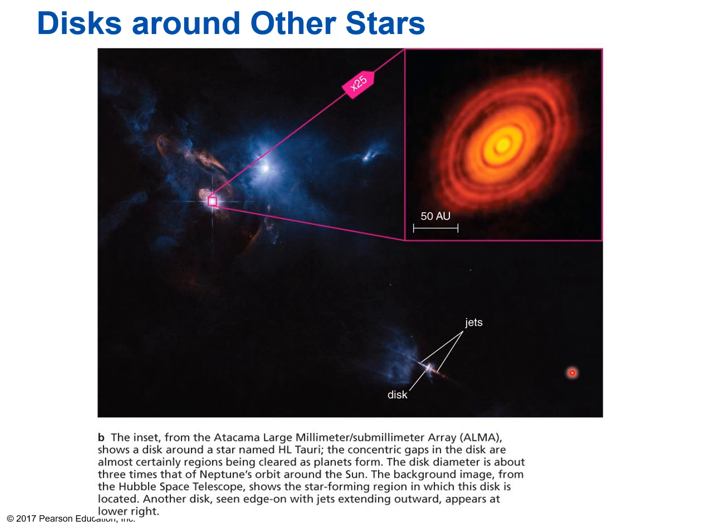The background image, it says, from Hubble shows the star-forming region, the stellar nursery in which the disk is located. Another disk seen edge-on with jets extending outward appears at the lower right, so right there.